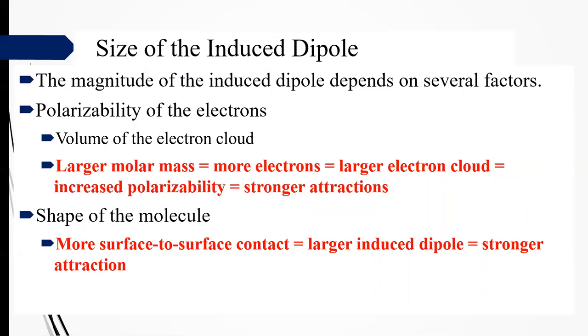And so what we look for in our induced one is two things. We're looking for a larger molar mass. The larger the molar mass, the more electrons there are. The larger the electron cloud, the increased the polarizability, and so the stronger the attractions. So we're going from one side to the other. We want more electrons, and with more electrons, we also want a larger electron cloud that they can take up, because we're really just talking about polarizing them.